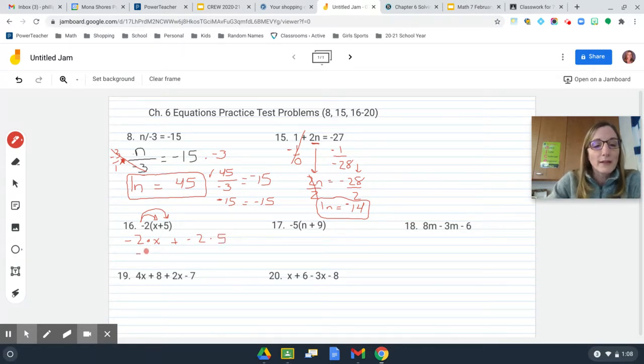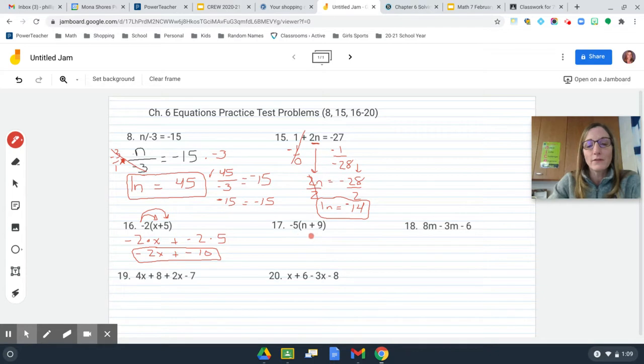Negative 2 times x, negative 2x, plus negative 2 times 5, that is negative 10. And that is all I can do. With distributive property, you're just simplifying. And I can't simplify this expression anymore. That's it. Number 17, we're going to do the same exact thing.